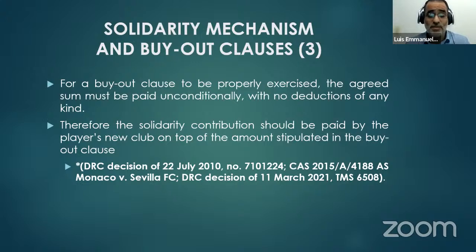But this is important because the general rule, as we will see, is that 5% of the transfer price should be deducted and then paid to the relevant training club. In this case, when you pay the buyout clause, you pay the full price of the fee, and on top of that price, you will have to pay the 5% solidarity mechanism. So it would be 100% of the fee plus 5%, right? And that's the calculation you should make in case of buyout clauses.